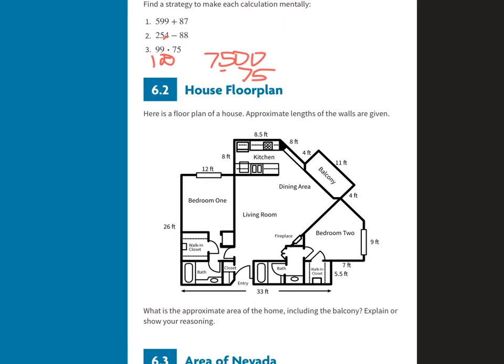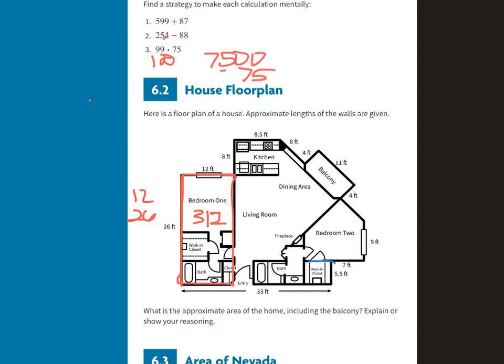Well, we can break it up into shapes and find the area of shapes that we already know. So here we have a red rectangle, right? Well, we know the area of a rectangle is base times height, or length times width. My base is 12, my height is 26. So I'm going to go 12 times 26 in my calculator. I get 312. So bedroom 1 plus the closet, bath, all that fun stuff is 312.